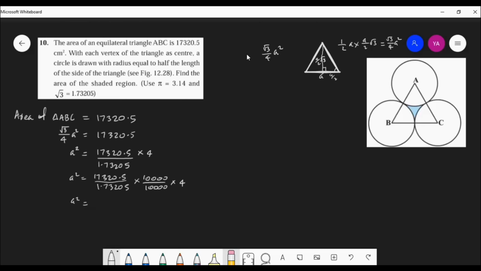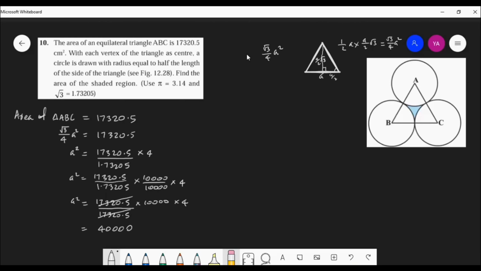The numerator we can write the same, 17,320.5 into 10,000 into 4. And in the denominator, we multiply by 10,000, so the point will be shifted 4 places to the right. We'll get 17,320.5 in the denominator. Now you can cancel the numerator and denominator because they are the same. In the next step, 10,000 into 4, that is 40,000, right?